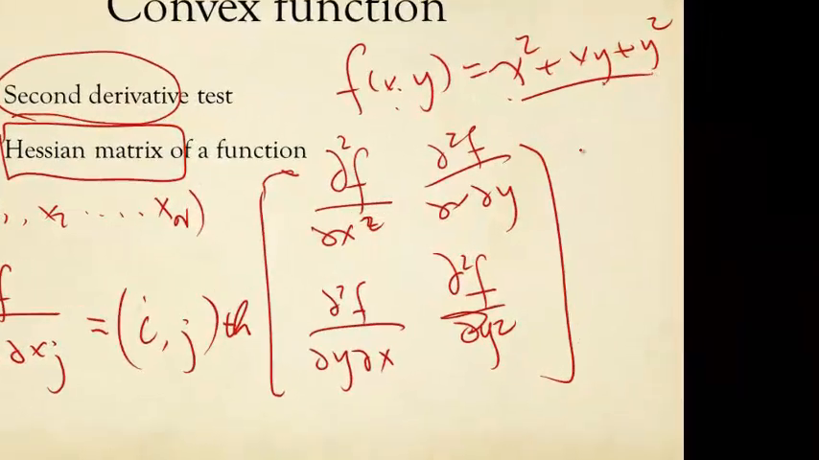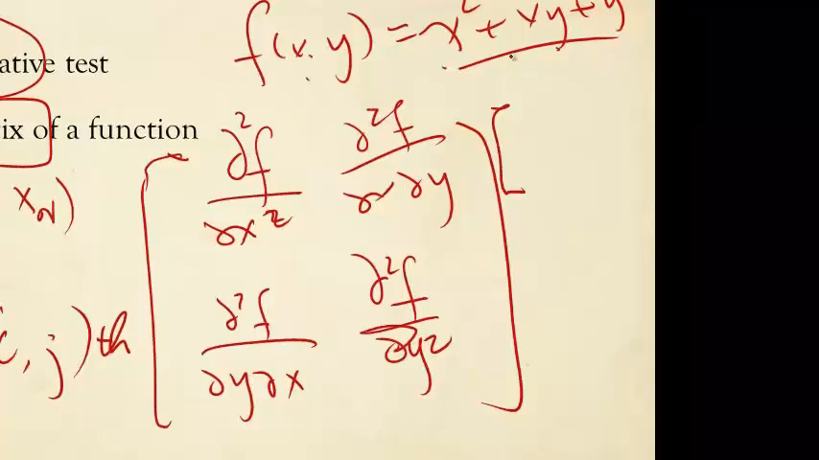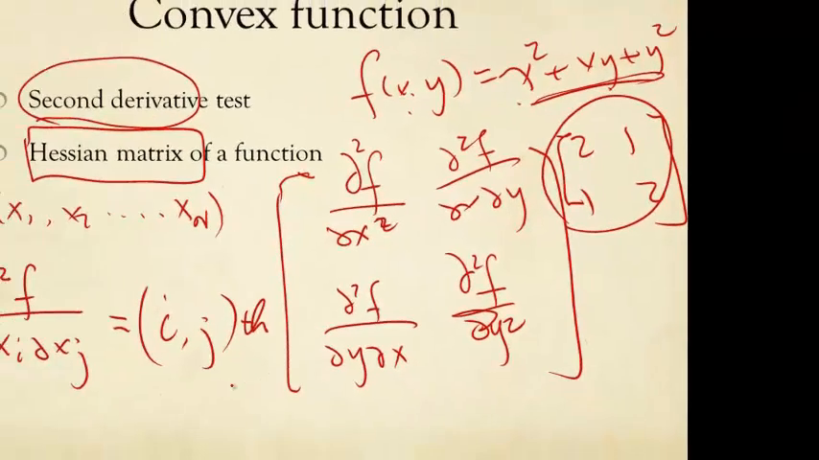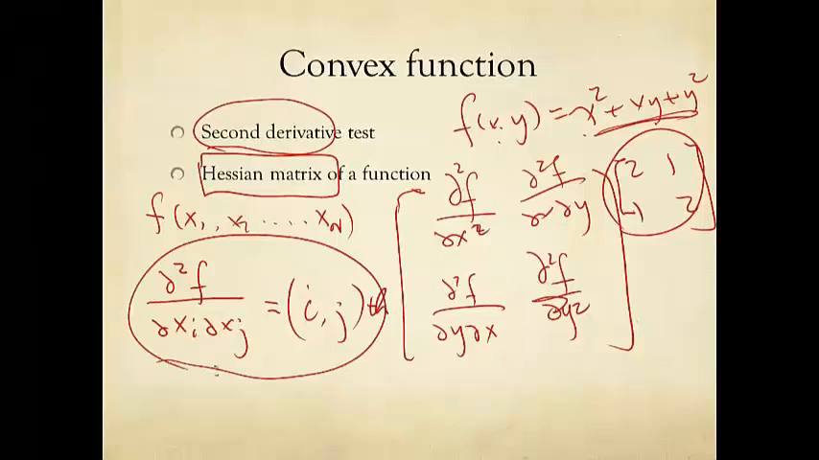So in this particular case, it is very simple. We take the derivative twice with respect to x, we get 2. With respect to y, we get 2. With respect to x and then y, or y and then x, the same thing for us is 1. Okay, so this 2, 1, 1, 2 is the Hessian of this particular function, and this is the general definition right here. The ijth entry of the matrix is the second partial derivative of f with respect to xi and then xj.